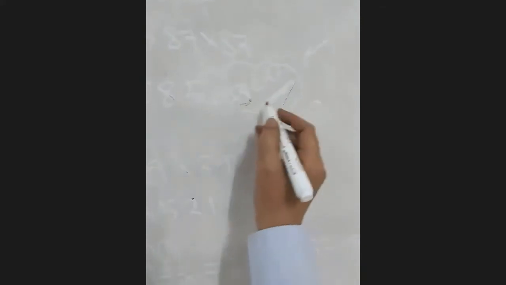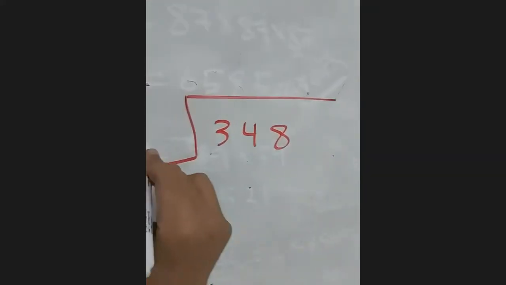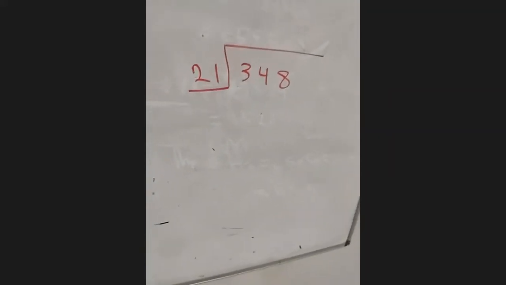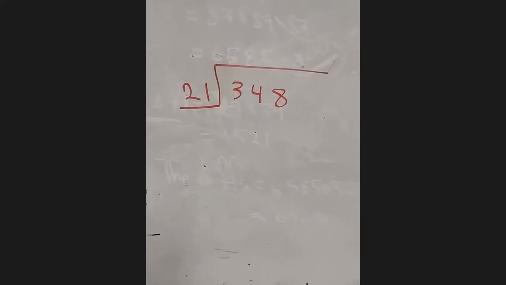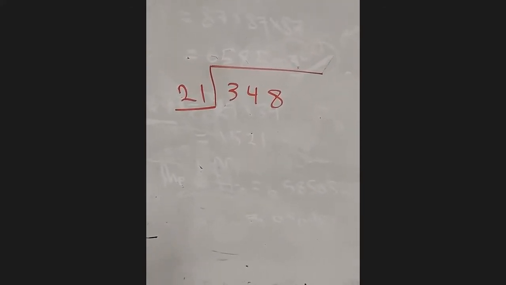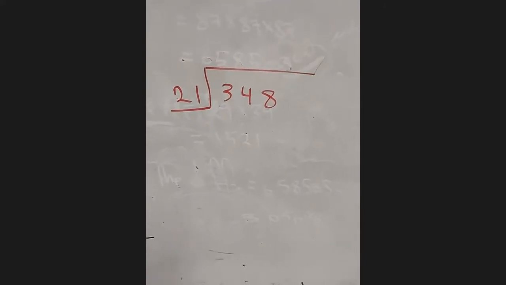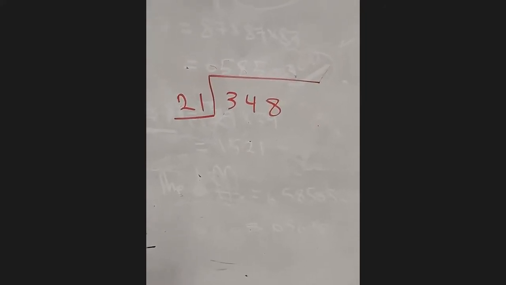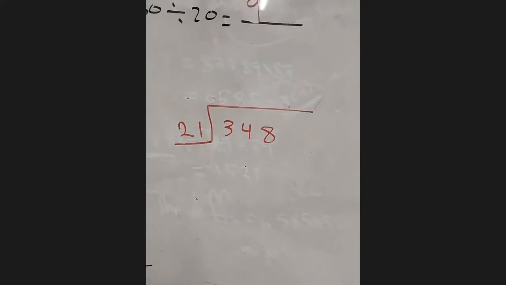Look here. For example, if we have 348 divided by 21. 3 divided by 21, it can't be divided, so we'll take 34. 34 cannot be divided by 21 yet, right? So we'll take 34 divided by 21. Correct.